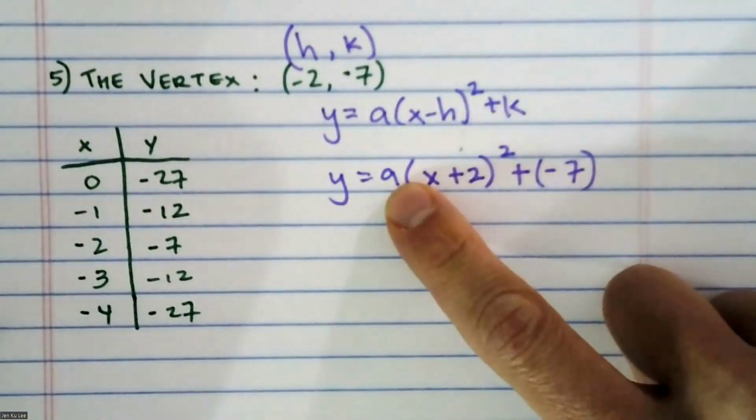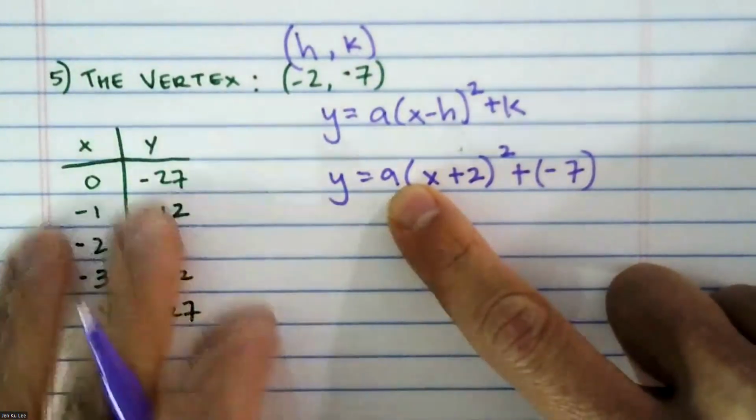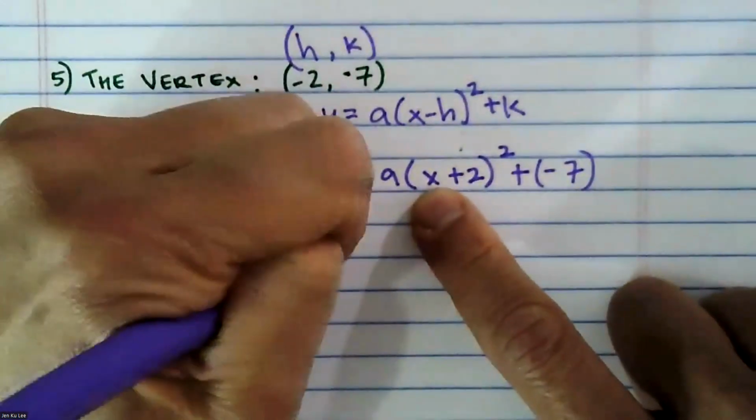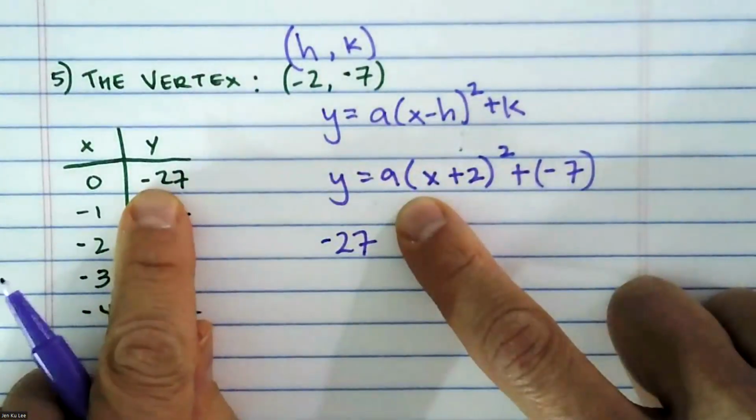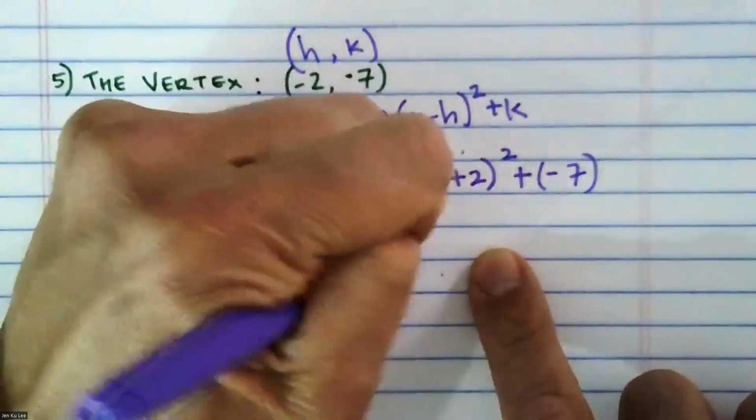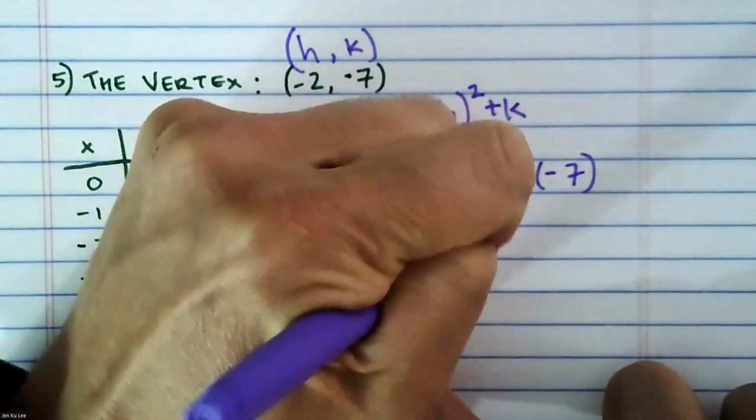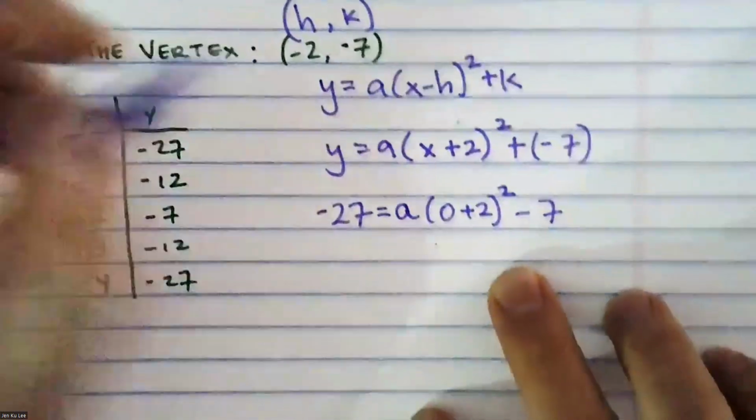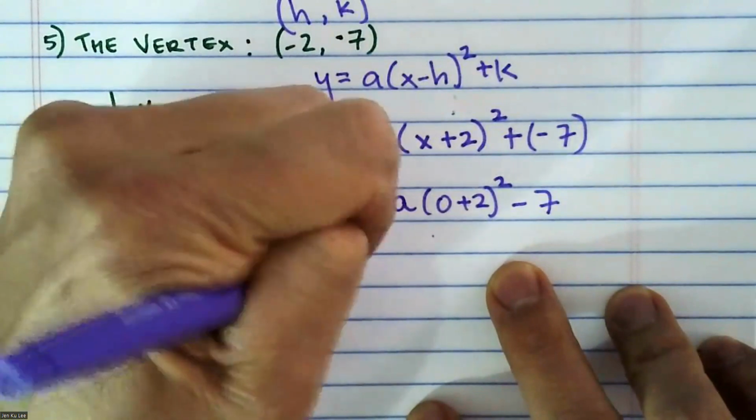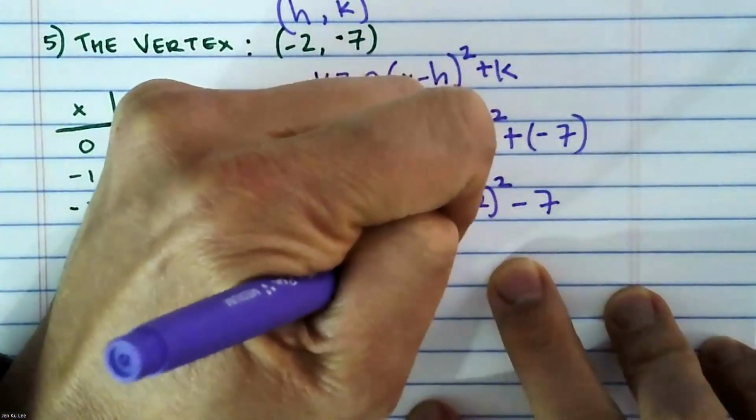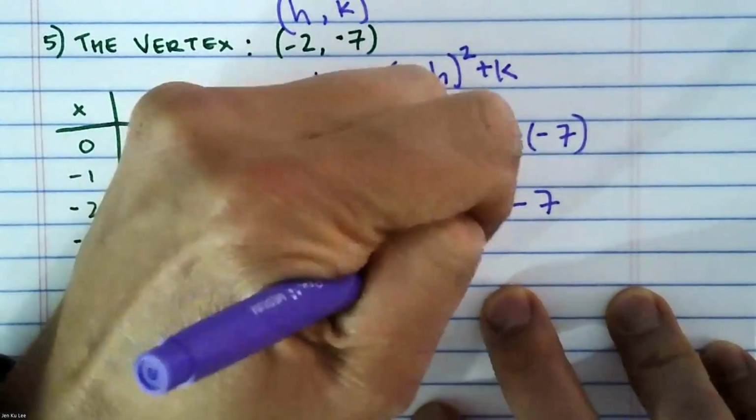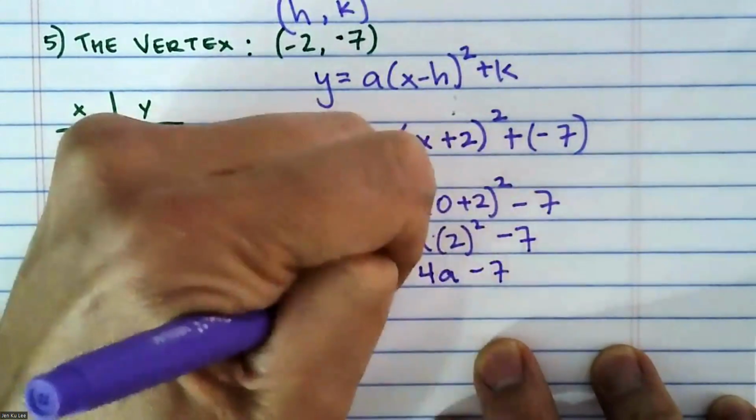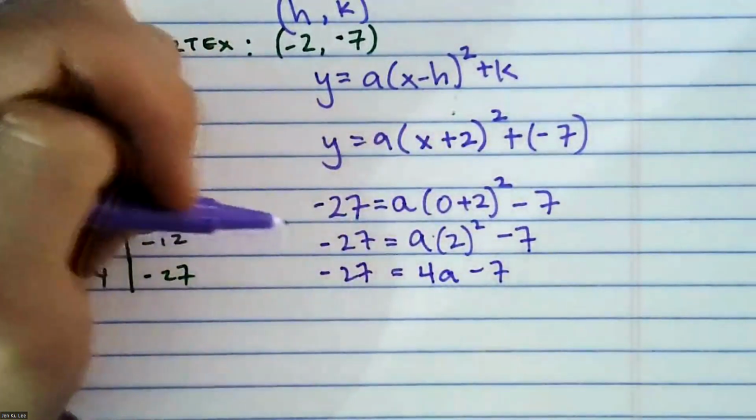And then I've got to figure out what a is. But I have a bunch of x and y values here. I'm going to use that first one because that's a 0. So negative 27 is my y value, and 0 is my x value. So negative 27 equals a times (0 plus 2) quantity squared, minus 7. Okay? So that's negative 27 equals a times 2 squared minus 7. 2 squared is 4a, minus 7 equals negative 27.